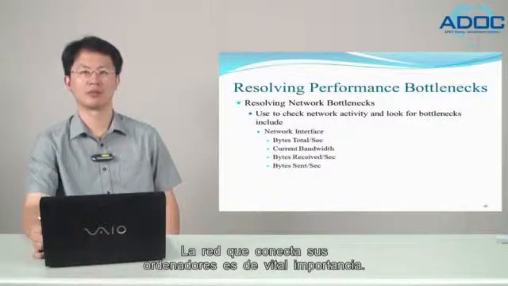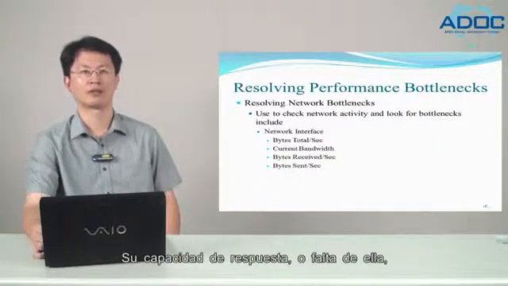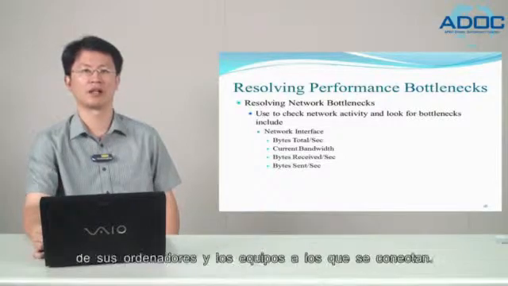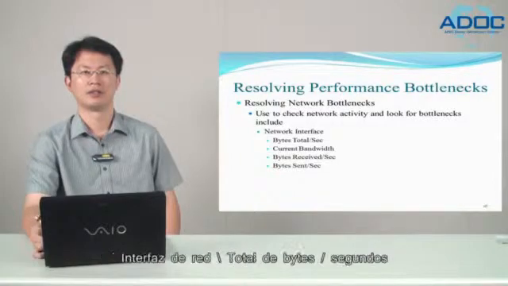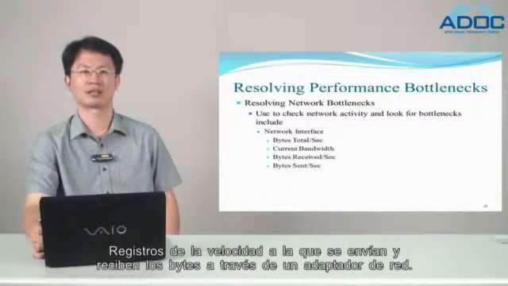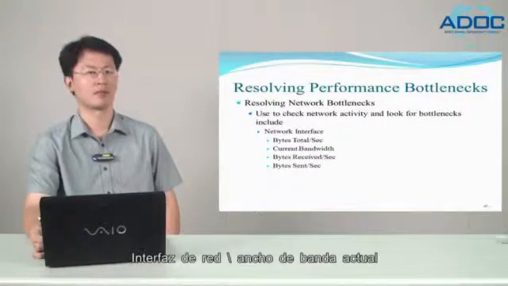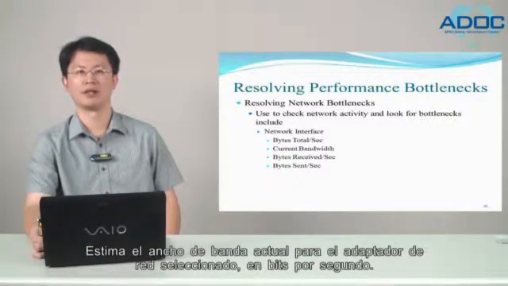The network that connects your computers is critically important. Its responsiveness, or lack thereof, weighs heavily on the way users perceive the responsiveness of their computers and any computers to which they connect. Counters you can use to check network activity and look for bottlenecks include the following. Network interface bytes total per second records the rates at which bytes are sent and received over a network adapter. Network interface current bandwidth estimates the current bandwidth for the selected network adapter in bits per second.